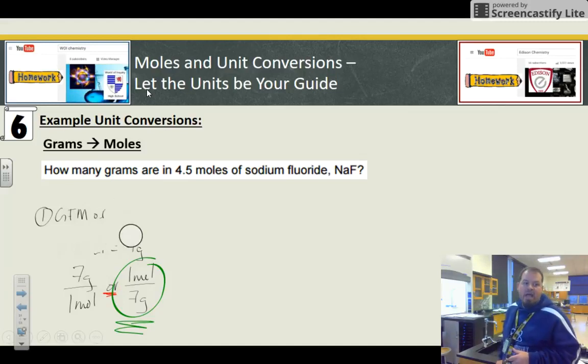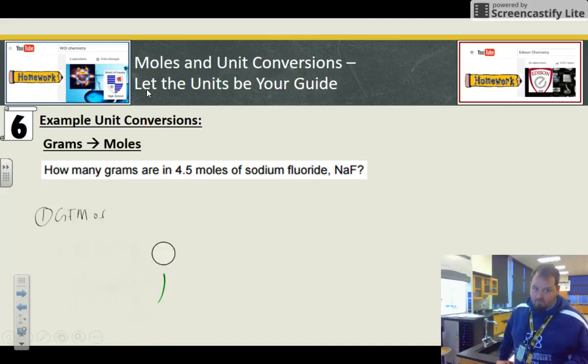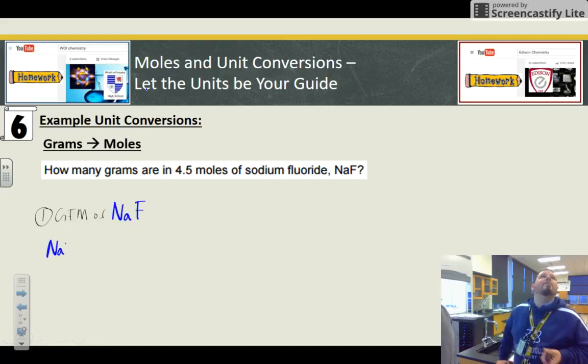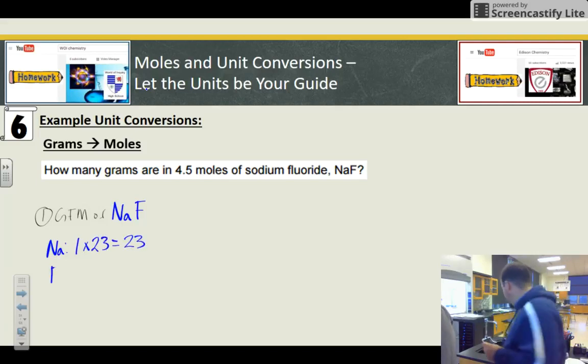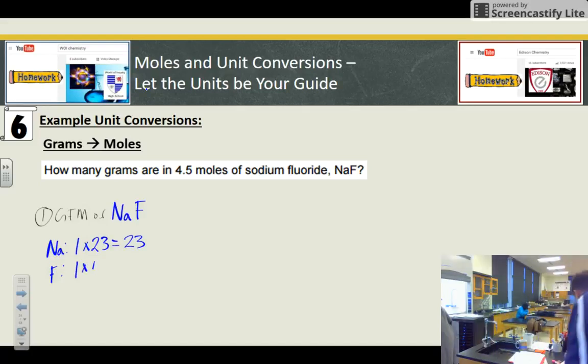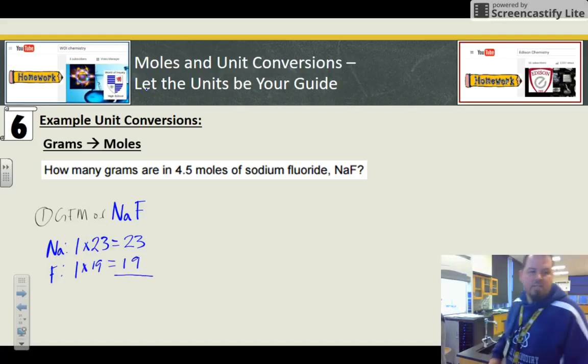Now we're going to deal with NaF. So lithium was easy, it's just one element. Here we got to calculate the gram formula mass of NaF. So Na, I have one of them, and Na is 23. And we have one fluorine, and fluorine's what, 18 or 19? 19. Yep, 19. I'm looking at my reference table.